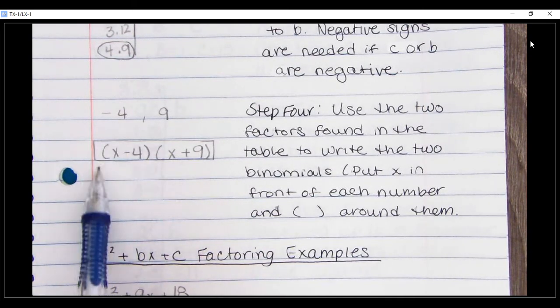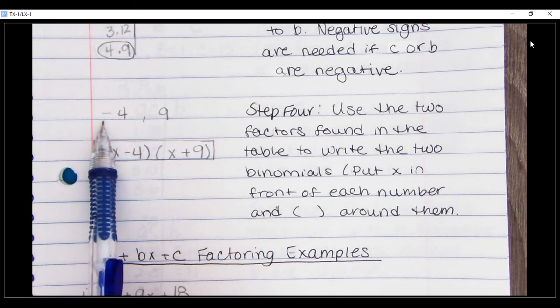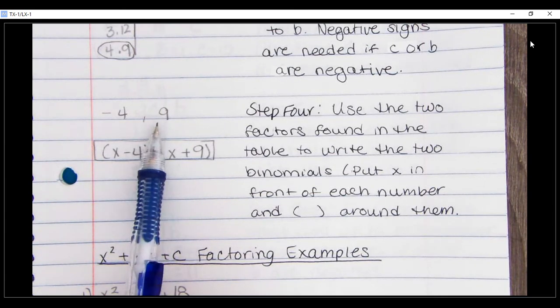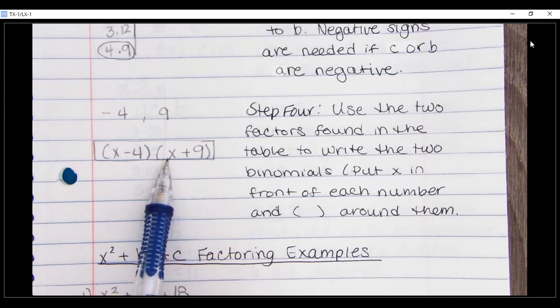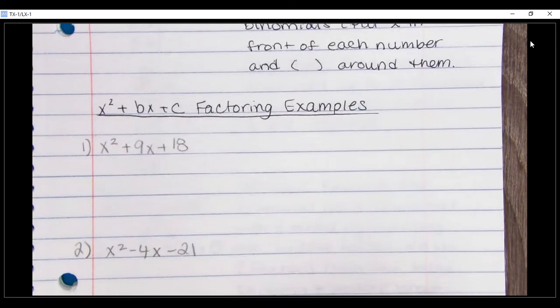But the answer to my problem is x minus 4 and x plus 9. We took my negative 4, put an x in front of it, put parentheses around it. We took the positive 9, put an x in front of it, and put parentheses around it. And you have your factors. So let's take a look at a couple other examples.